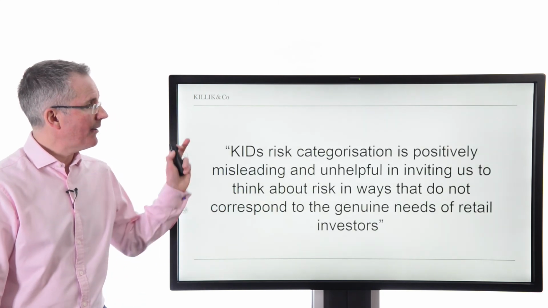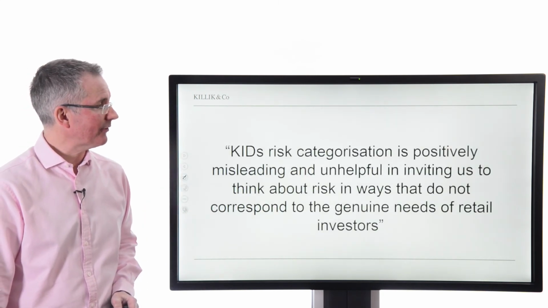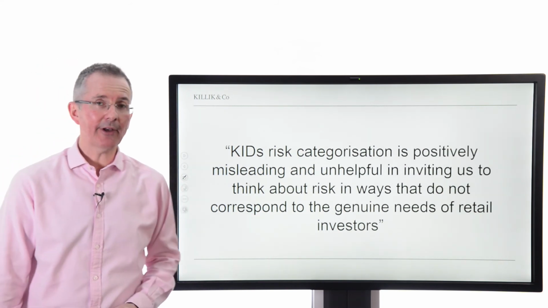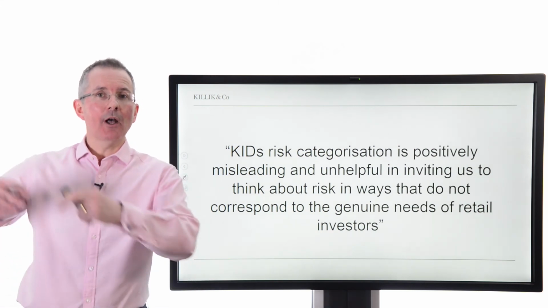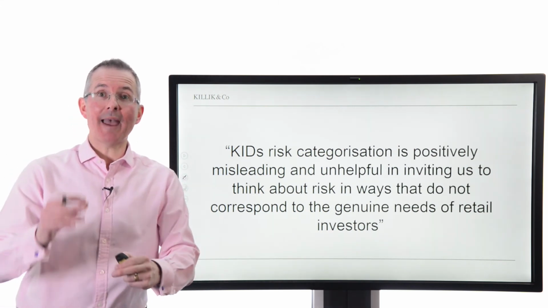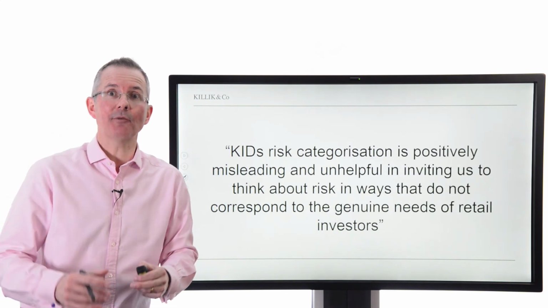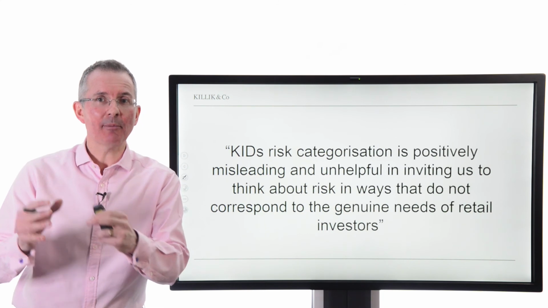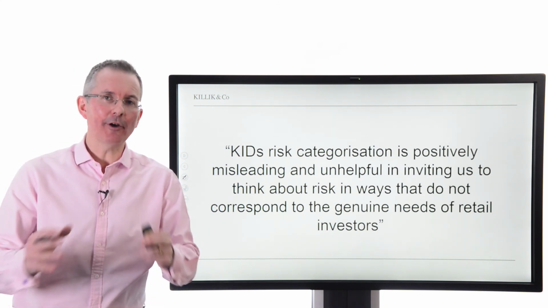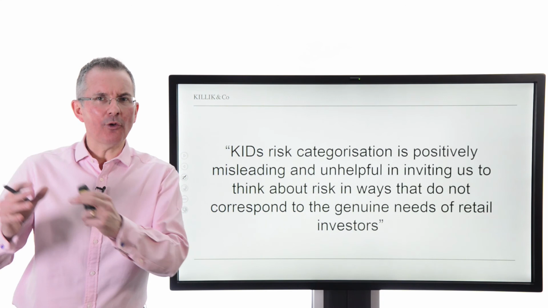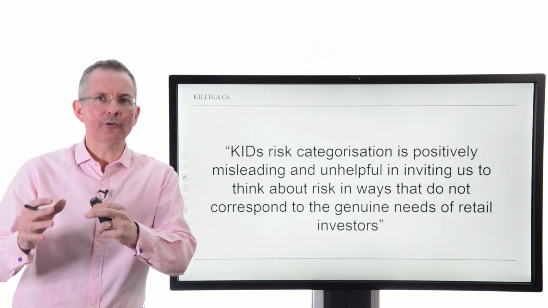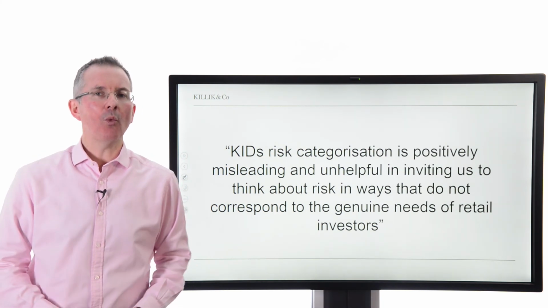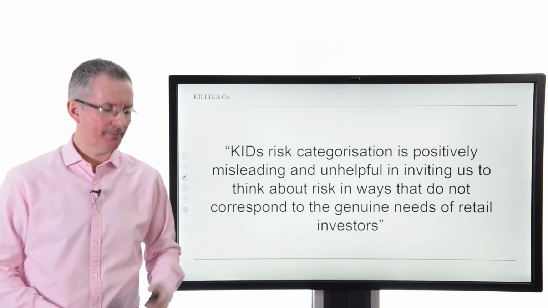Conclusion then. Here is his. KID's risk categorization is positively misleading and unhelpful, inviting us to think about risk in ways that do not correspond to the genuine needs of retail investors. All right. In other words, an over-reliance on the past as a guide to the future, and that may actually end up with funds slightly over-projecting returns, if you like, and this single product focus that tends to assume that people are buying one product, not building diversified portfolios. And also a focus on variability, volatility of returns, very short term, in the context of what should be a long-term investment strategy. These are all potential problems with the way the EU wants you to think about risk.